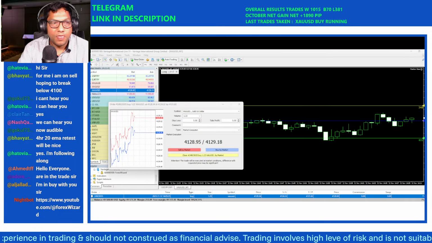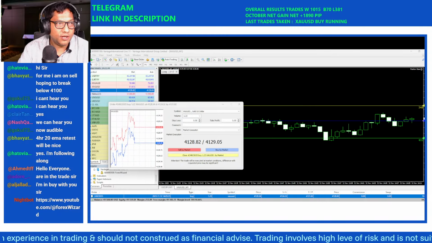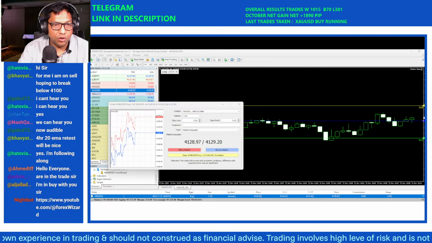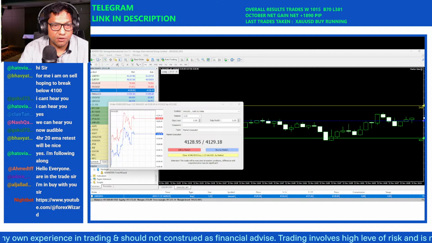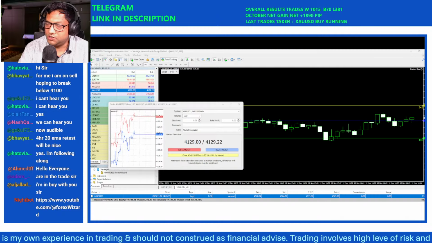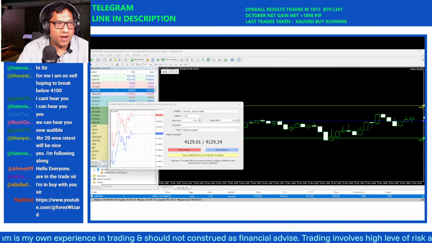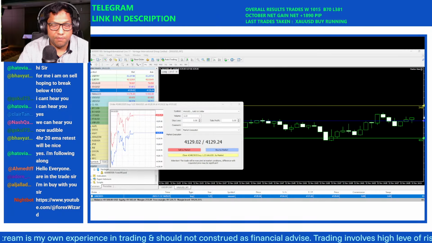I'm on it. Are you with me with this trade? Say yes if you are with me. I'm buying with you, sir. Thank you very much. But make sure you do the risk management and trade based on risk management.